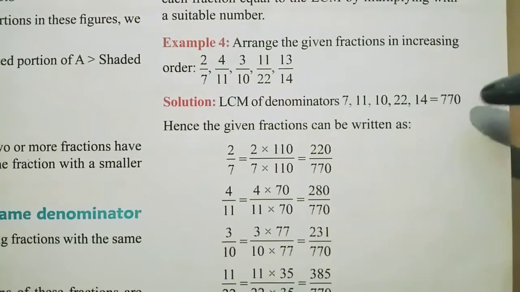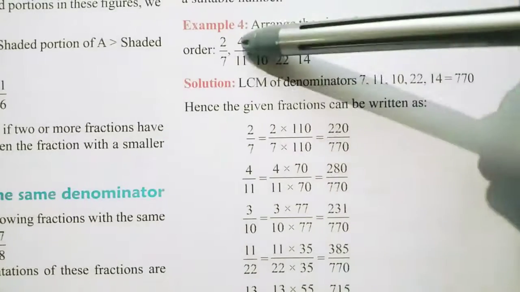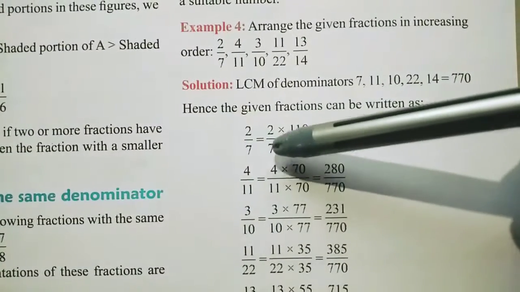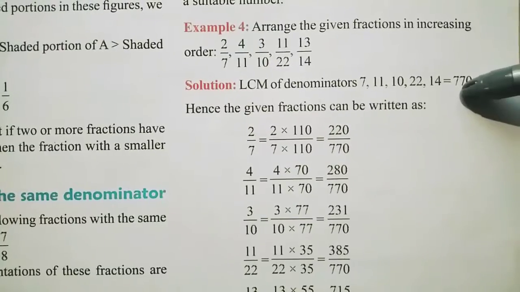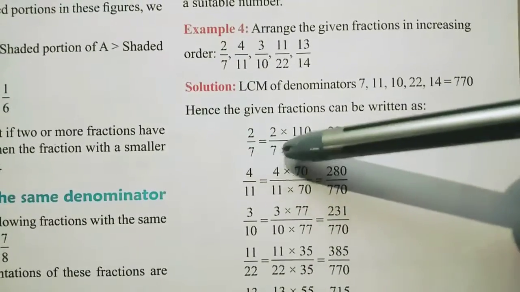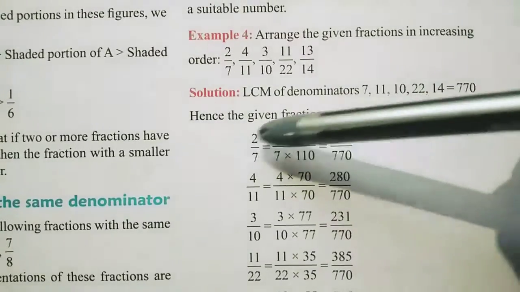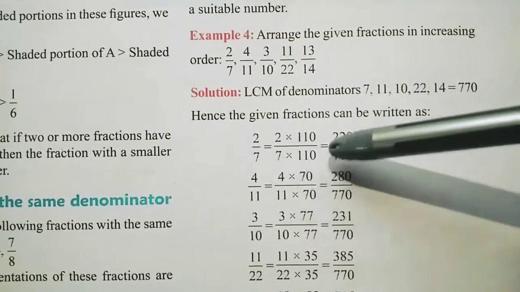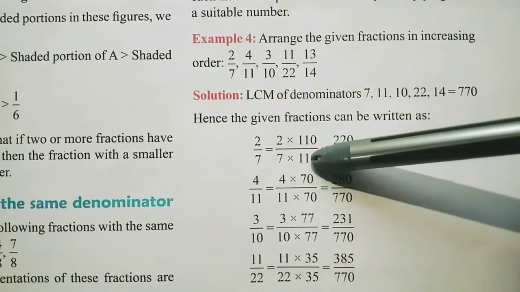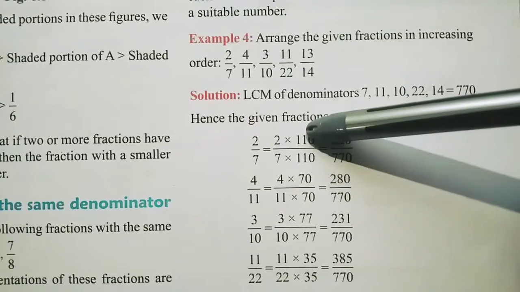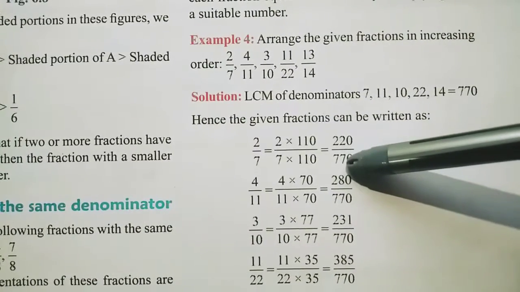The LCM of all the denominators is coming as 770. Now what do you have to do? You have to make all the fractions equivalent fractions, with the denominators the same. How? Whatever the LCM has come, you have to make each denominator equal to the LCM. So 2 by 7 is there. What will you multiply with 7 so that it becomes 770? You multiply 7 by 110, and in the numerator also you have to multiply with the same number. Then the denominator is coming 770.